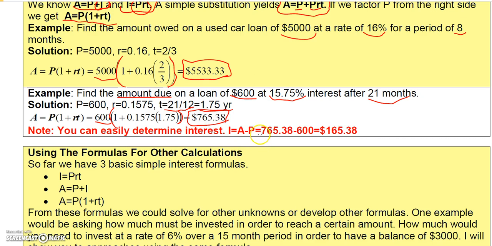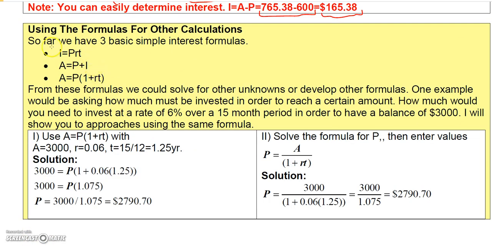And if you needed the interest from this, you could easily get it. All you have to do is take the amount, $765.38, and then subtract off the original principal of $600, and you can see that this investment earned $165.38.